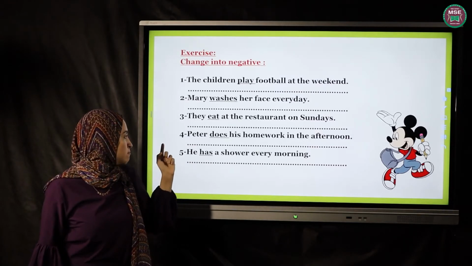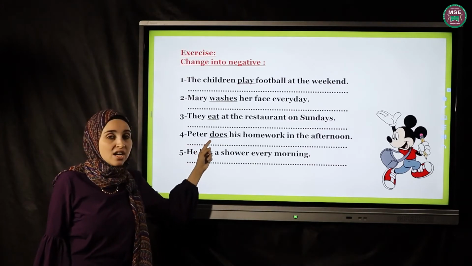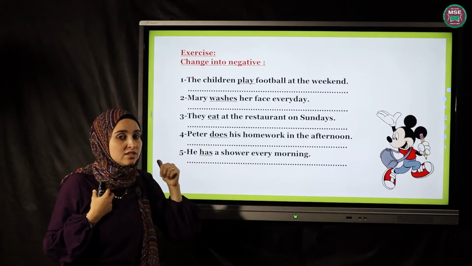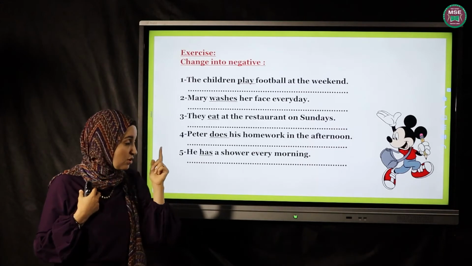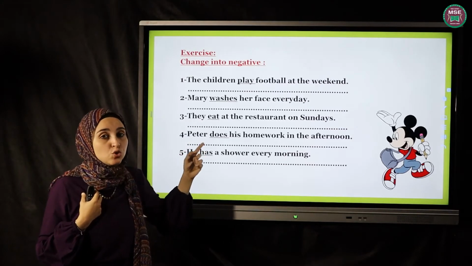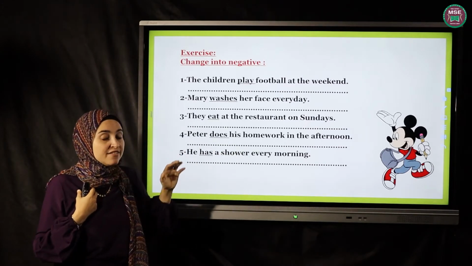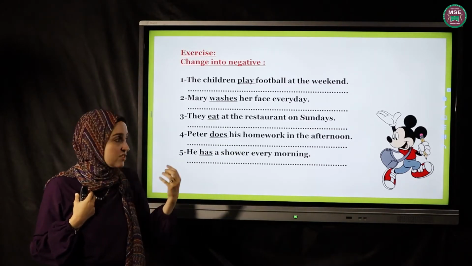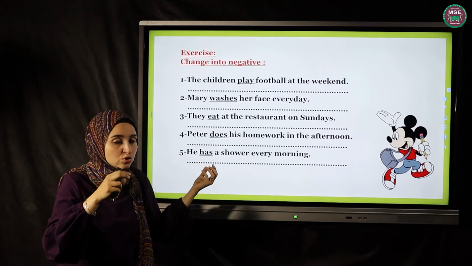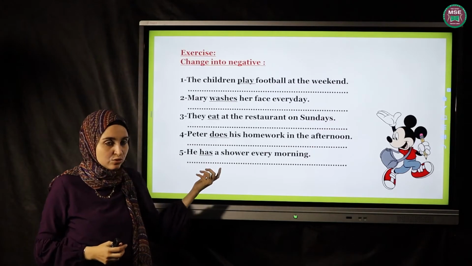Number 4, Peter does his homework in the afternoon. Take care of this because here the main verb is does and my helpers in the negative are doesn't and don't. Okay? So my answer will be Peter doesn't do his homework in the afternoon. Even if the main verb in the sentence is does, I bring my helpers to form the negative. I bring doesn't or don't with my main verb. So Peter doesn't do his homework in the afternoon.